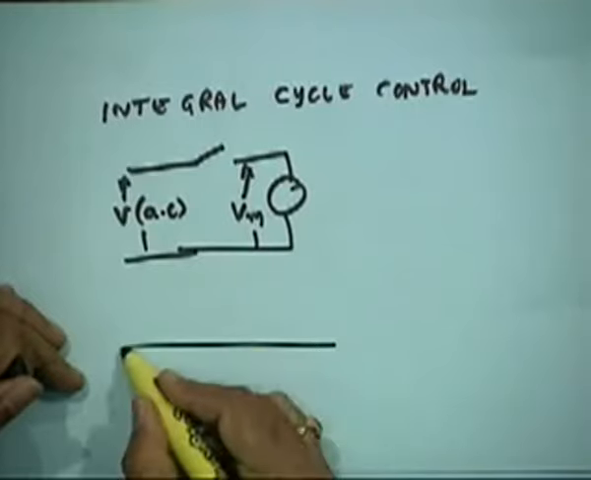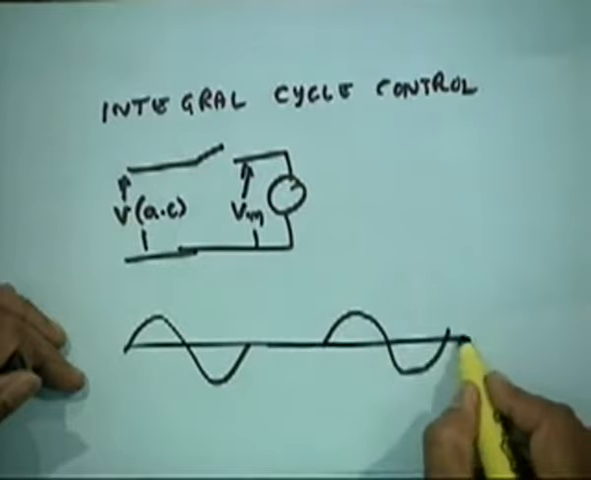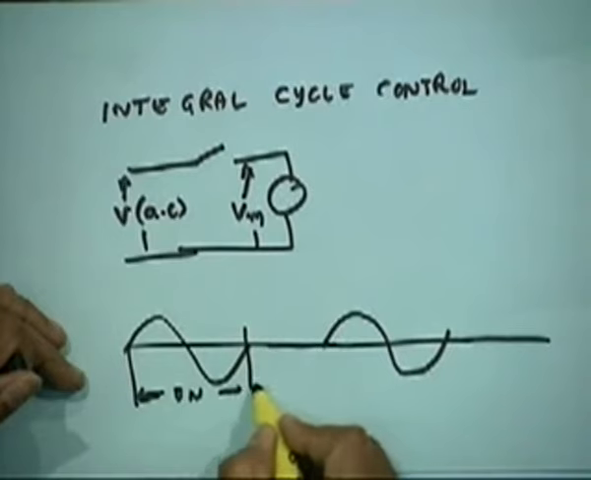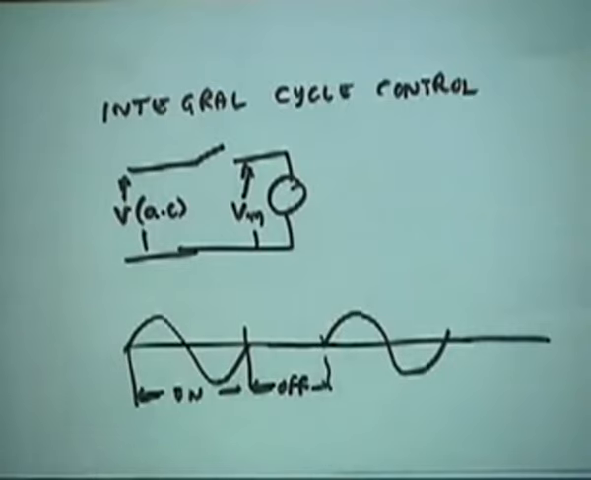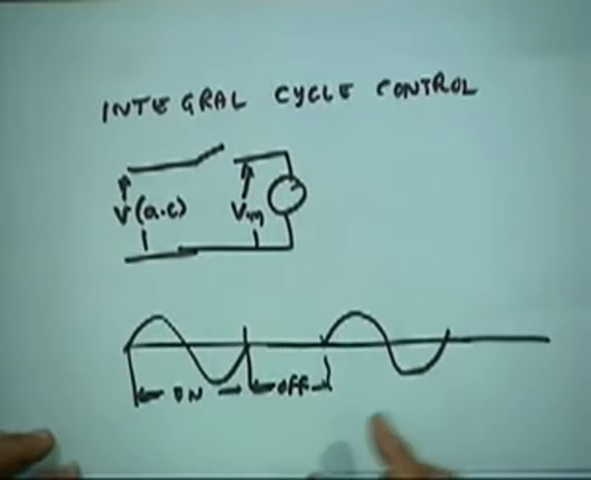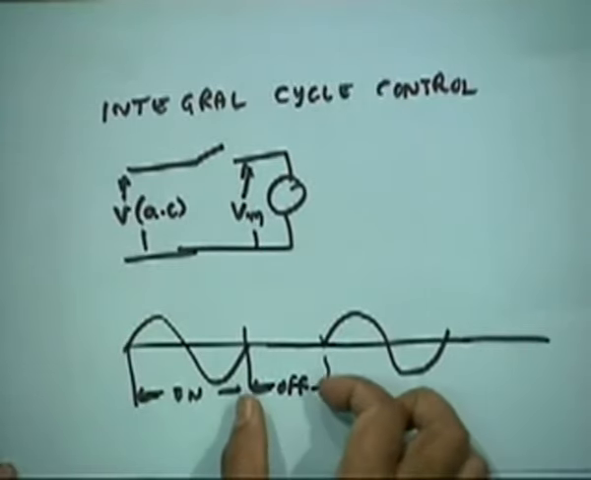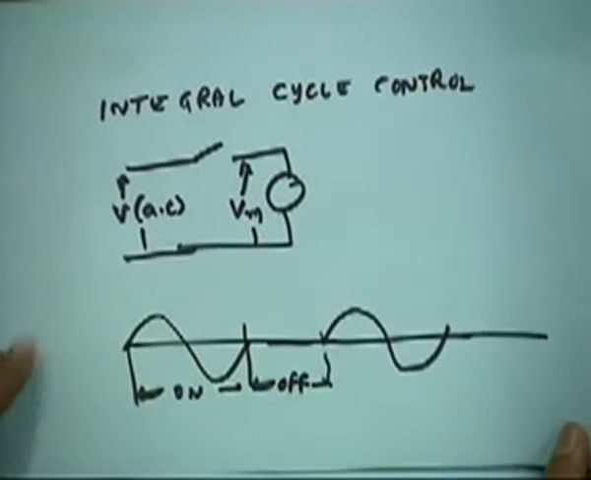So it's possible that you will have one cycle, then afterwards one cycle like that. So this is the on period and this may be the off period. So this is also one way of controlling the voltage. This is called integral cycle control. Certain cycles you put on, certain cycles you put off, so on-off control will be there. So the average RMS voltage across the motor will get reduced, depending upon how much time is off and how much time is on. So this is also one of the variants of voltage control.